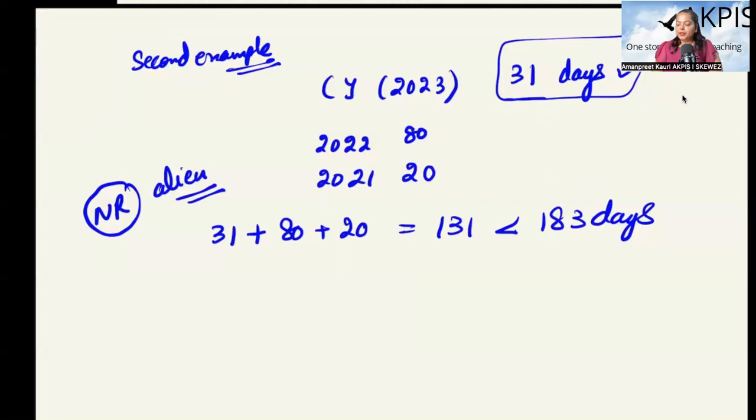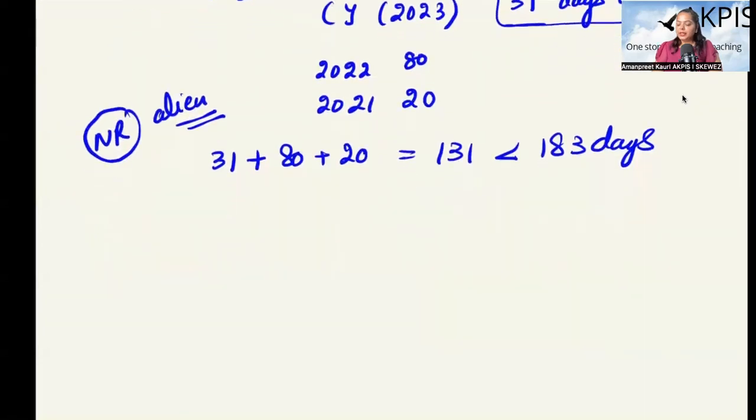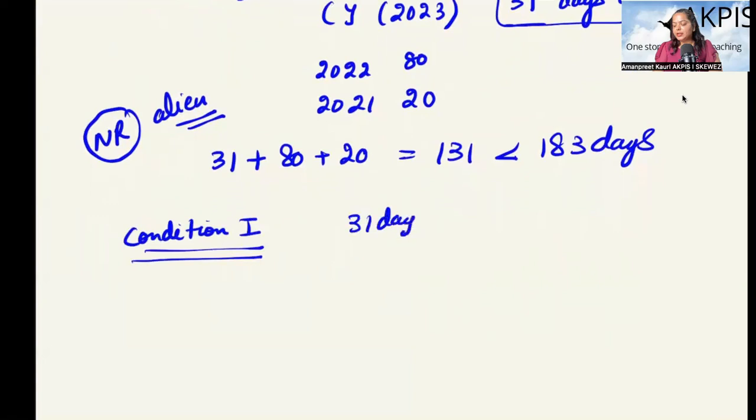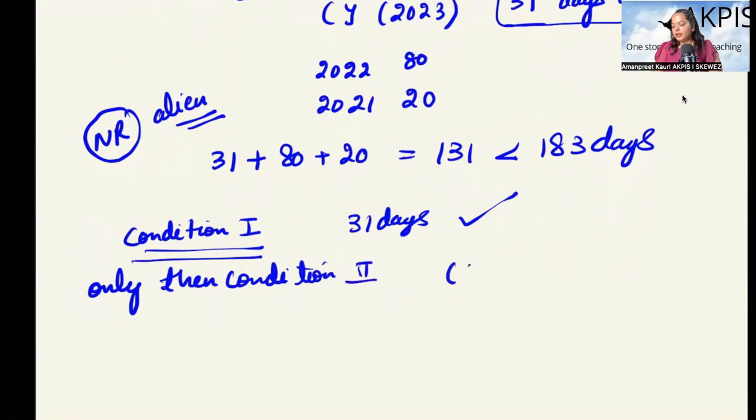So the point to be taken into consideration is condition number 1. What was condition number 1? If he is there in the United States of America in the current year for at least 31 days, condition number 1 is satisfied, only then condition number 2. Condition number 2 is what? Current year plus 2 previous years.